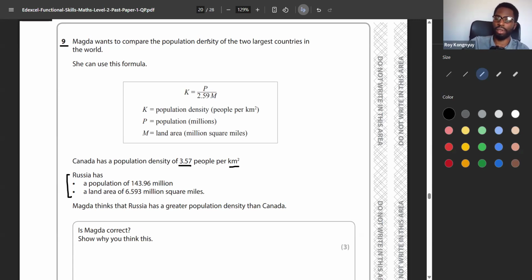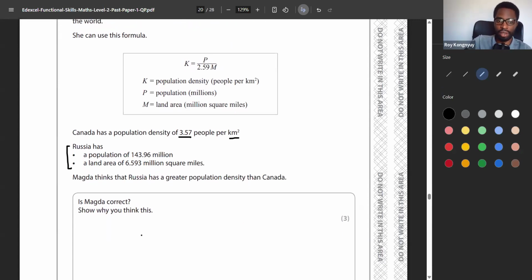All right. This question, we simply have to use the formula to try to get to the answer. K is the population density. P is the population. M is the land area. So we simply have to substitute these values into our equation. Let me do that right now. We already know the population density for Canada is 3.57 people, that they tell us.